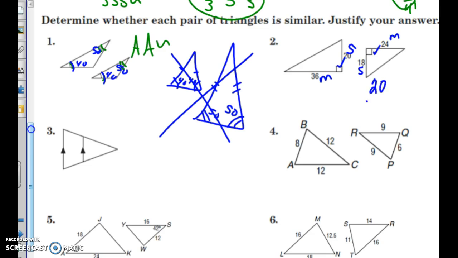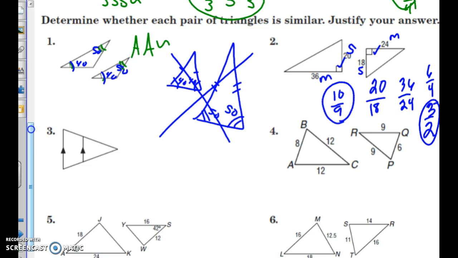So you put 20 over 18 or 18 over 20, doesn't matter. And then 36 over 24? This reduces down to what, 10 over 9? Yep. And this reduces down to what, 6 over 4? Nope, 3 over 2. But does this one reduce down? Nope. So is it really side, angle, side, similar?